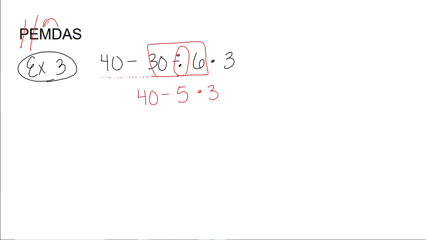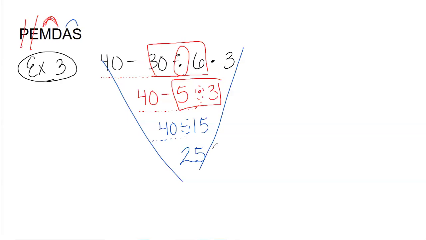Okay, still on the multiply divide. Let's see if there's any more. Left to right, stop when you hit a multiply or divide. Multiply. 5 times 3 is 15. Drop everything else down. There's no more multiply or divide, so let's go add, subtract, left to right. Stop when you hit an add or subtract. Oops, subtract. 40 minus 15 is 25. And again, kind of see that pizza shape. There we go.